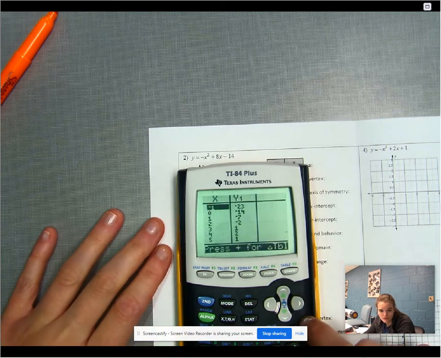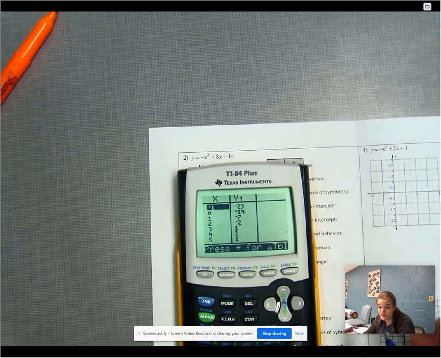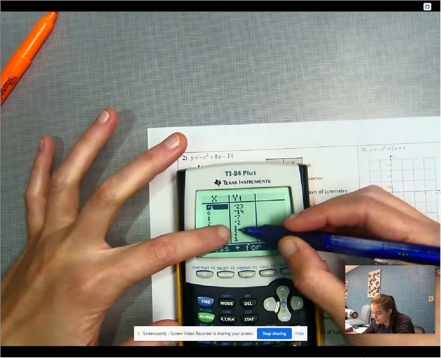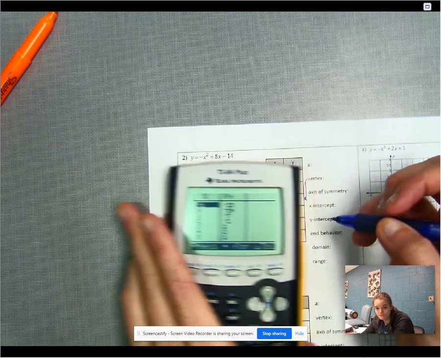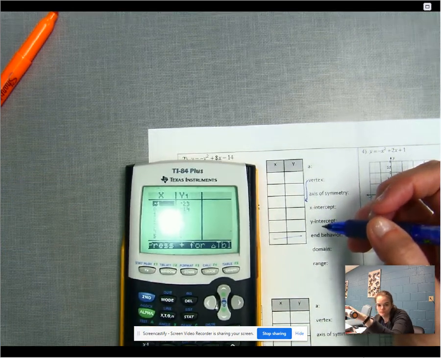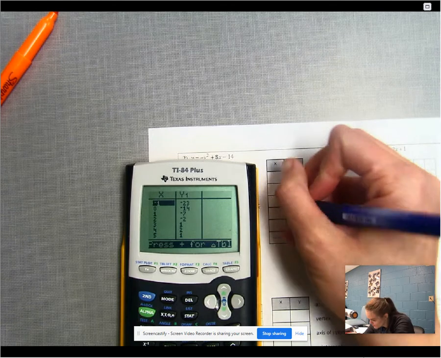Second graph. Looking for repeats. And I already have repeats in my table. Sometimes I don't. Sometimes I have to go up and down to finally find them. But here, 1 and 1. So the vertex is 4, 2. Let me turn that off for just a minute so we can see. 4, 2.